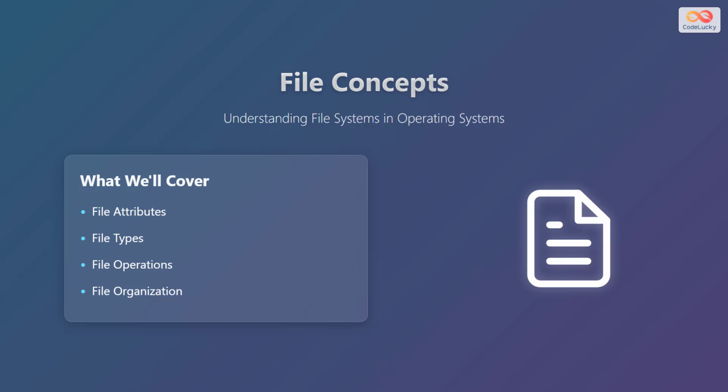Let's begin our exploration of file concepts, specifically focusing on understanding file systems within operating systems. In this session, we'll cover file attributes, which describe the characteristics of a file. Then we'll discuss various file types, exploring the different kinds of files you might encounter. Next, we'll examine essential file operations, such as creating, reading, and writing files. Finally, we'll dive into file organization, understanding how data is structured and stored within files.